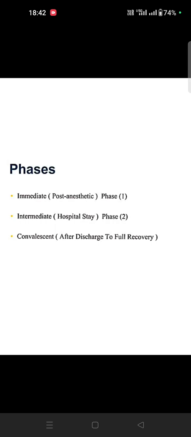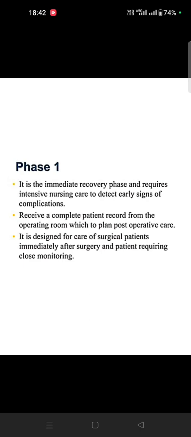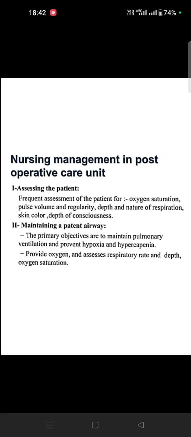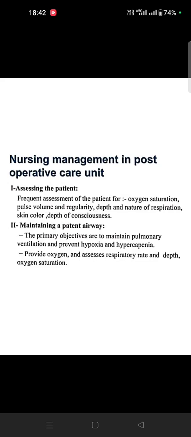Mainly there is an immediate phase, intermediate phase and convalescent phase. Immediate means post-anesthetic, intermediate means hospital stay, and convalescent means after discharge until full recovery. The immediate recovery phase requires nursing care to detect early signs and complications. The patient is transferred from the operating room for post-operative care. The surgical patient immediately after surgery requires close monitoring. Nursing management: assess the patient's saturation, pulse, depth and color, and maintain the patient's airway.